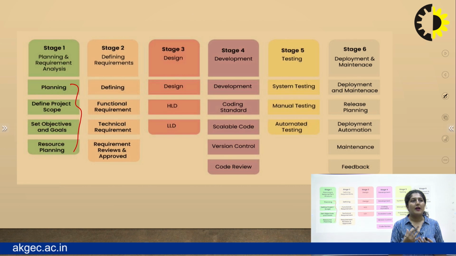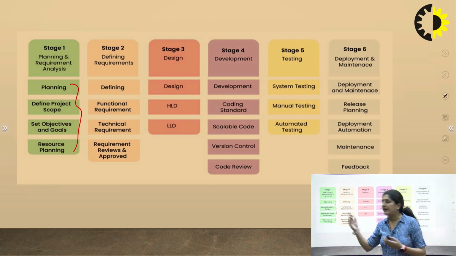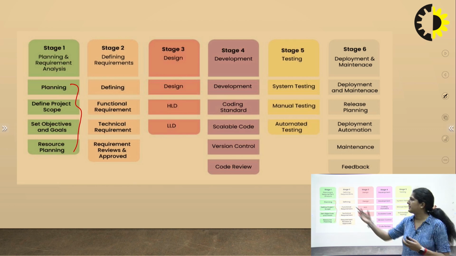So, what is the scope? We have to make them understand what is the scope of the software we are developing. Then, we also set the objectives and goals of our software, why it is very beneficial to develop this software that we are planning to have. Then we have resource planning. All the resources required to develop that particular software, we will plan according to that. So, all this planning phase comes under planning and requirement analysis. What are the requirements for developing that particular software comes under stage 1.